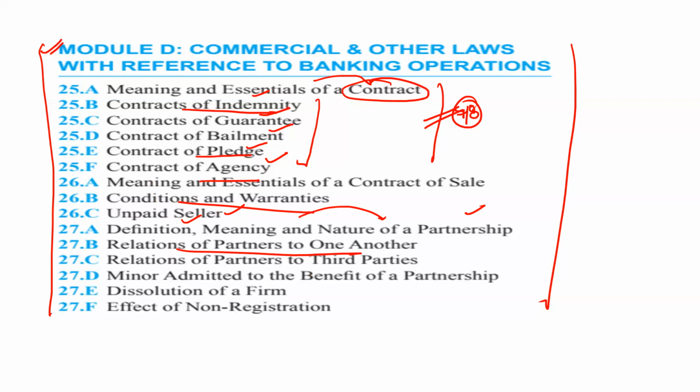So all are related to the partnership, from chapter number 27 A to F. After that, what are the benefits to the minor? Minor admitted to the benefits of a partnership. Dissolution of a firm. What will happen in the case of the dissolution of a firm? Next one is the effect of non-registration. Okay.